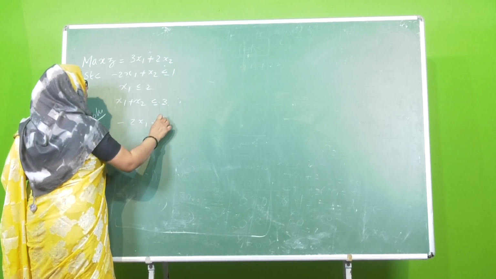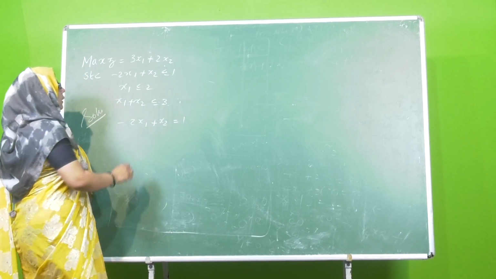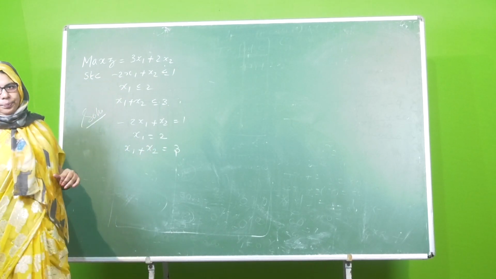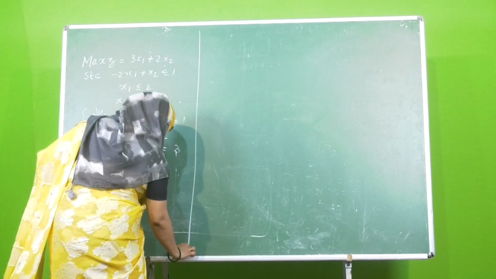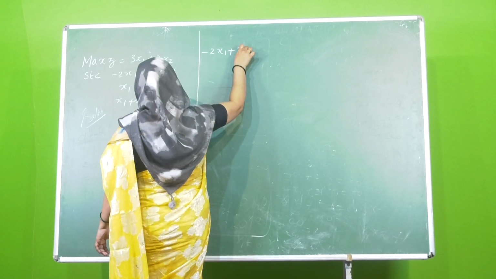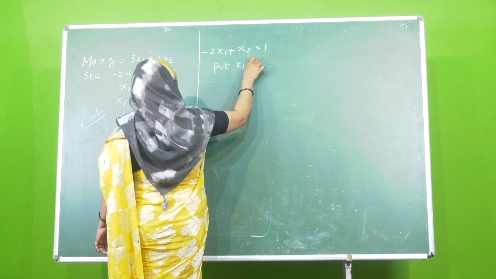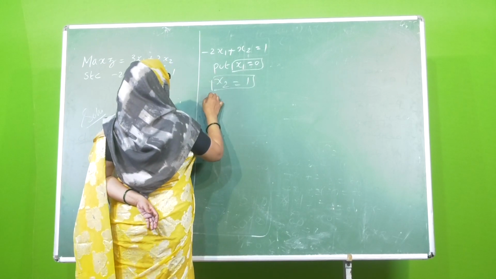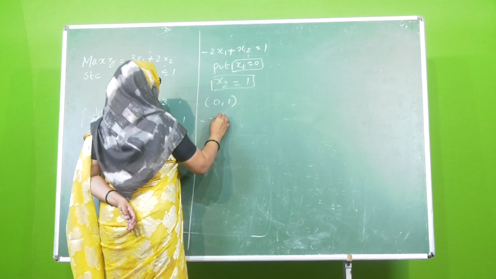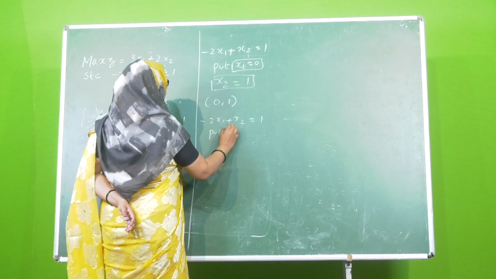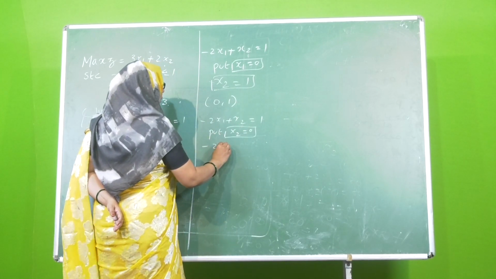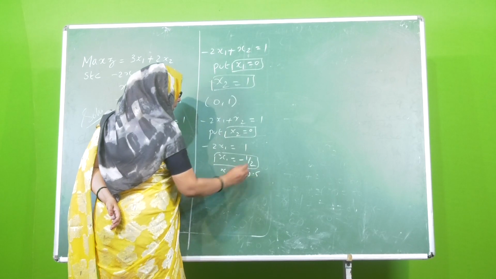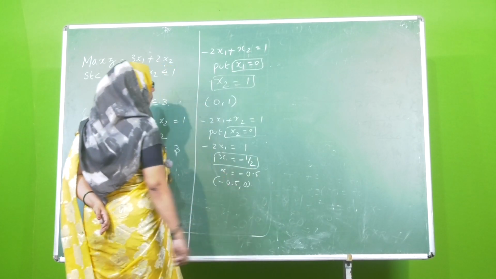So minus 2x1 plus x2 is equal to 1, x1 is equal to 2, x1 plus x2 is equal to 3. Here put x1 equal to 0. So x1 equal to 0, what are we getting? x2 equal to 1, that is (0, 1). For minus 2x1 plus x2 equal to 1, put x2 equal to 0. So minus 2x1 equal to 1, x1 equal to minus 1 by 2, that is x1 equal to minus 0.5, so (minus 0.5, 0).